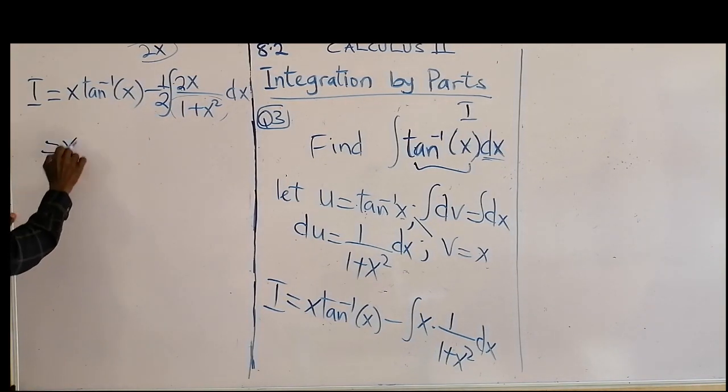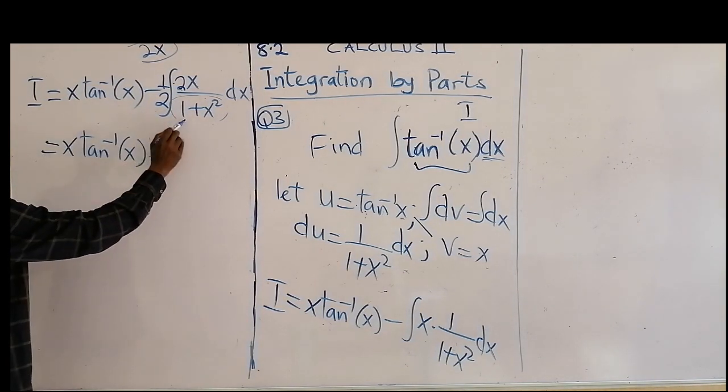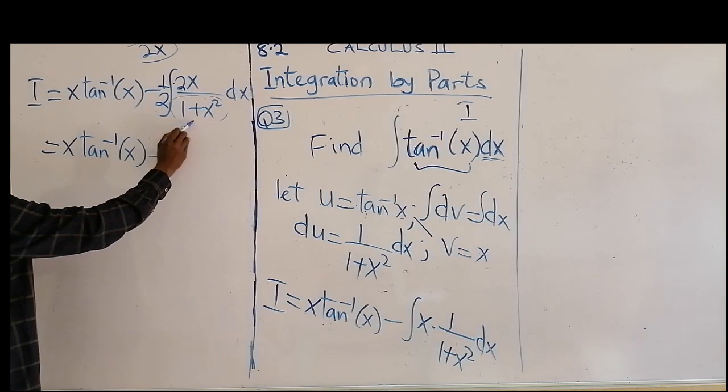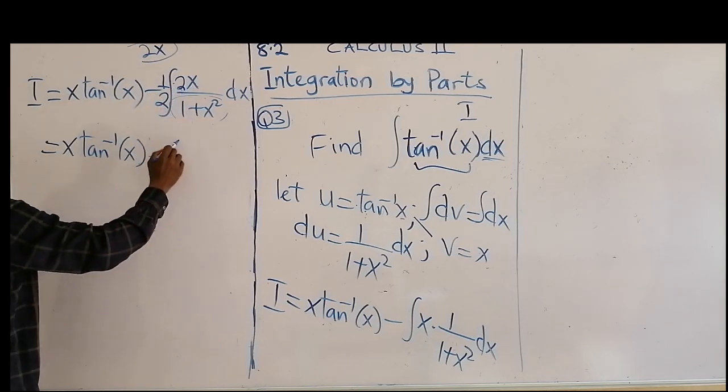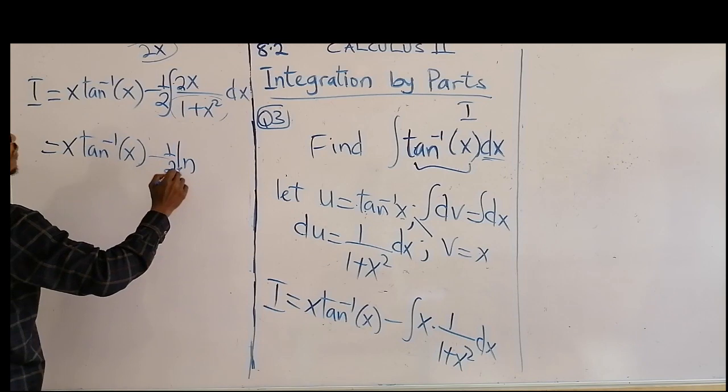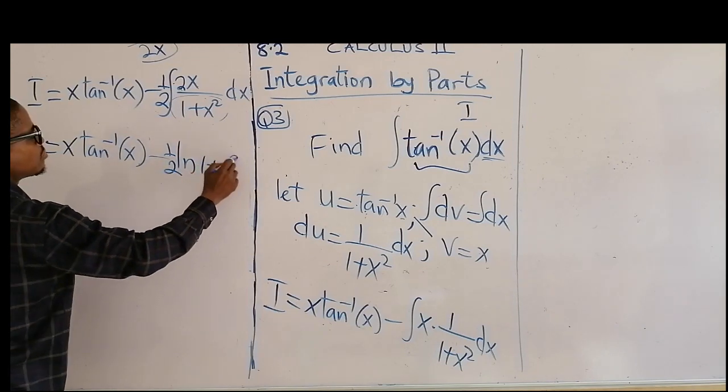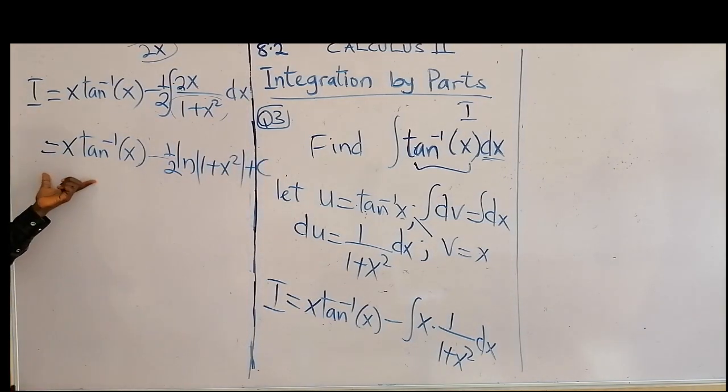So the final conclusion will be this. When the derivative of the denominator is equal to the numerator, that will be ln of the denominator plus c. And that finished that question.